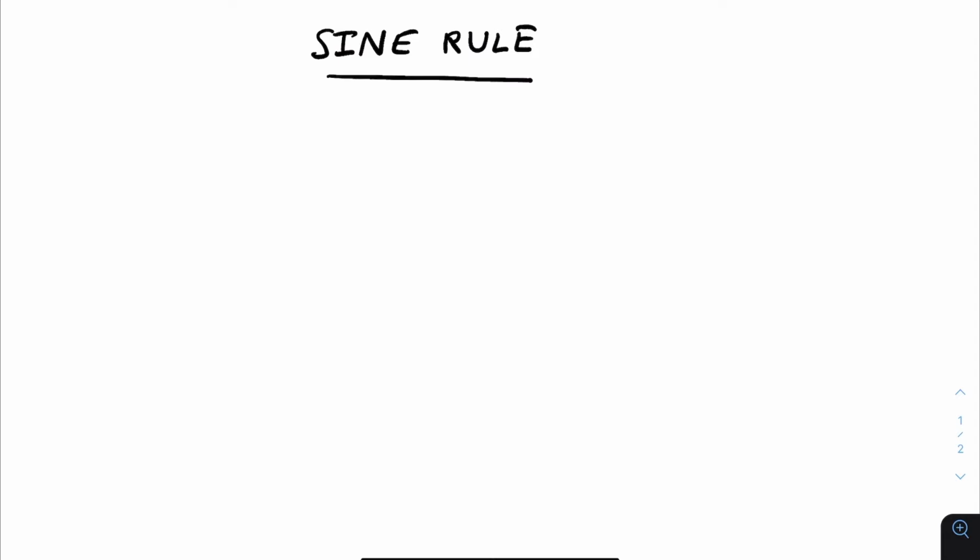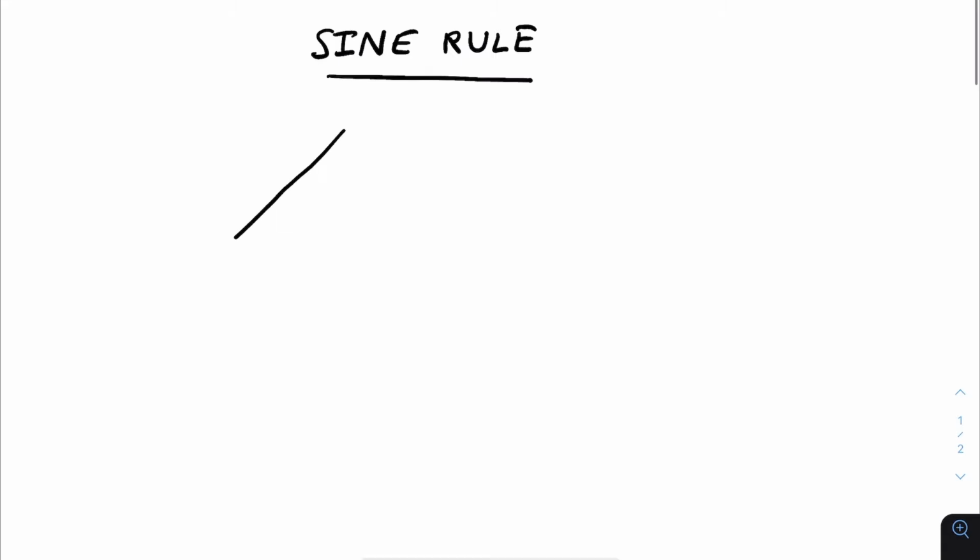Hi guys, so today we're going to be moving on to the sine rule, which is another vital part of trigonometry. Essentially, the sine rule is when we use the different angles and sides in a non-right angle triangle to determine other side lengths.